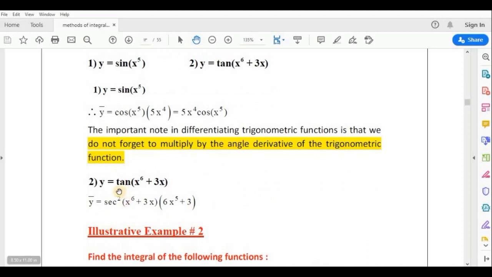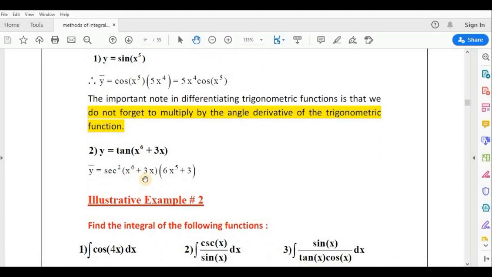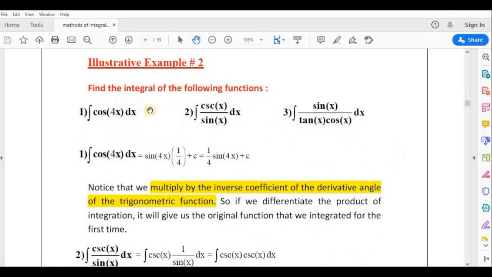Same situation here, the derivative of tan will be sec to the power 2. And the term of x, we will keep it as it is, and we will multiply by the derivative of this one. It will be 6x to the power 5 plus 3, after taking the derivative of the angle of the trigonometric function. Simple. See another example. Find the integral of the following function.